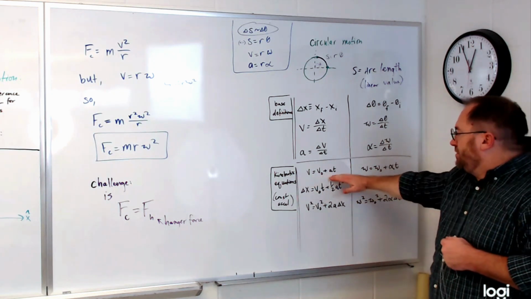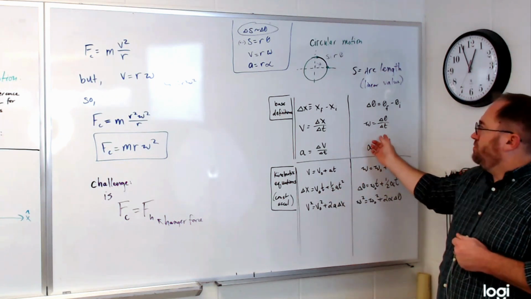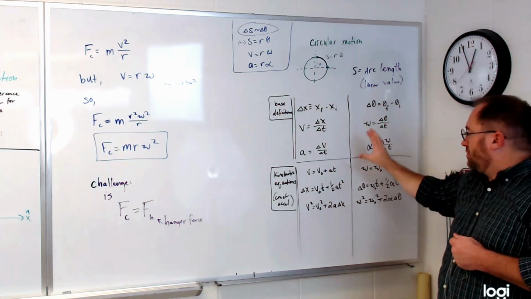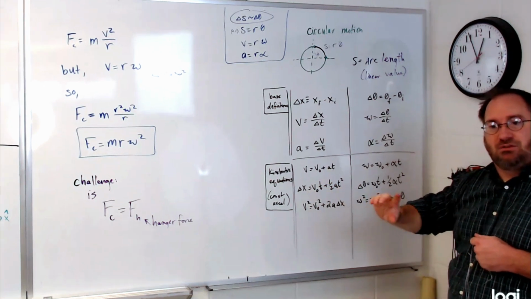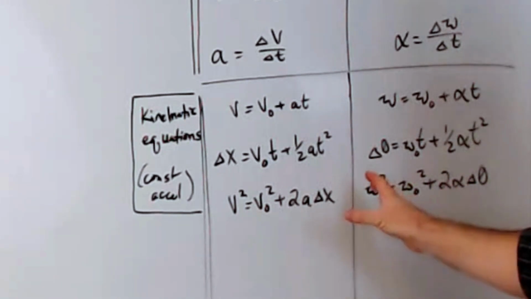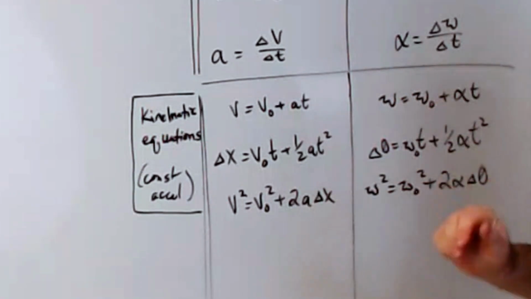You see the linear kinematic equations are familiar. Well, when you make the substitution of these quantities into your linear kinematic equations, the radius drops out, and you end up with identical forms using just the angular quantities, theta, omega, and alpha.